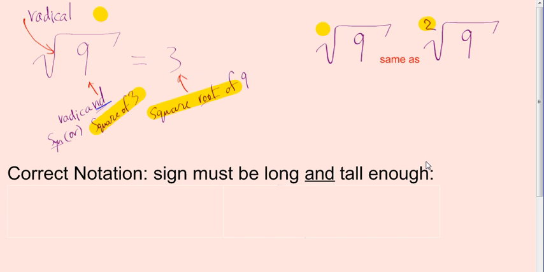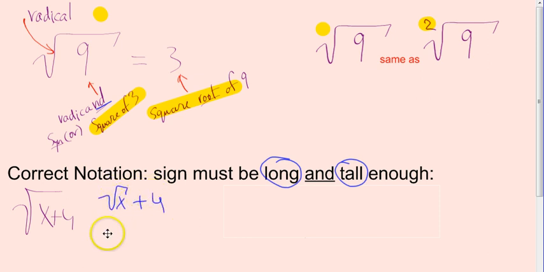It's very important to know how to use the notation of a radical sign correctly. It has to be long and tall enough to clarify what it is that you exactly mean. For example, the expression on the left, the way it's written, could mean that you're taking a square root of x and then adding 4, or could mean that you're taking a square root of the entire expression, x plus 4. In order to be clear with what exactly you mean, your radical sign has to be long enough, just like mine now, with a little tail at the end.